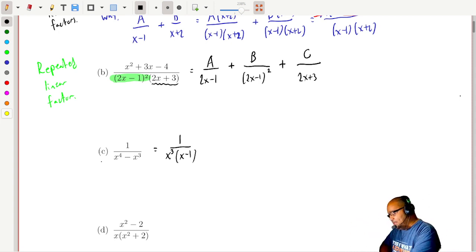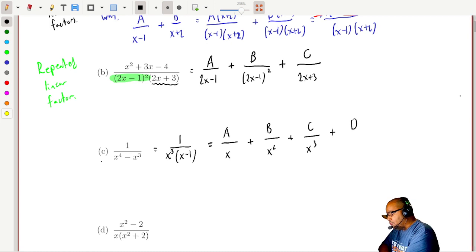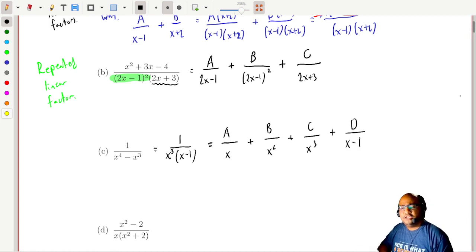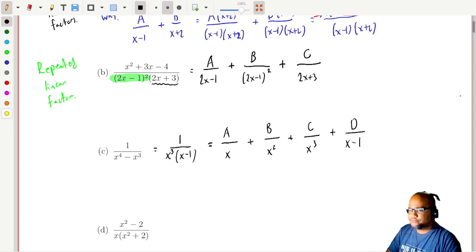So what's going to happen is that I'm going to have 3 copies with the x. So I need to count up all the way to x cubed here: x, x squared, x cubed. Each of those gets their own constant. And then for the x minus 1, I have another constant, and that's its own fraction. And that's how we do the decomposition for when we have repeated linear factors.